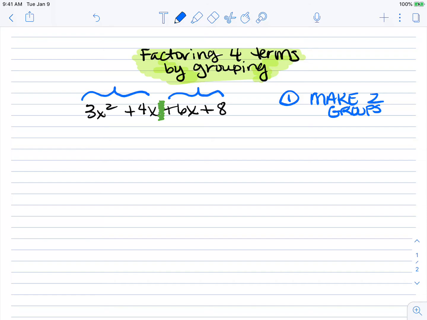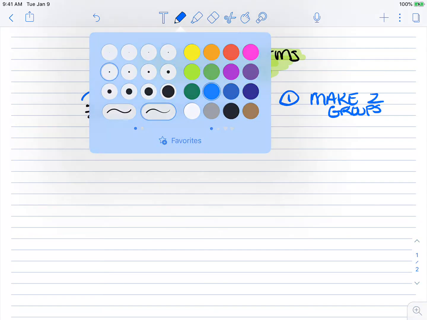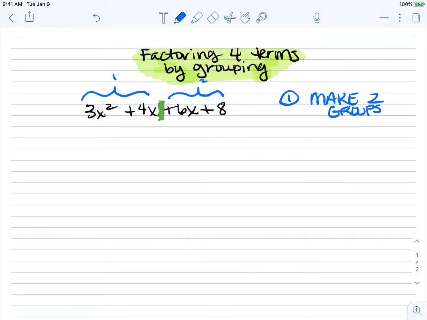And then I'm going to treat these groups as if they are individual problems. And I am going to look at this first group. So this is 1, this is 2. So I'm going to pull out the greatest common factor from the first one. And then I'm going to pull out the greatest common factor from the second one. Okay.